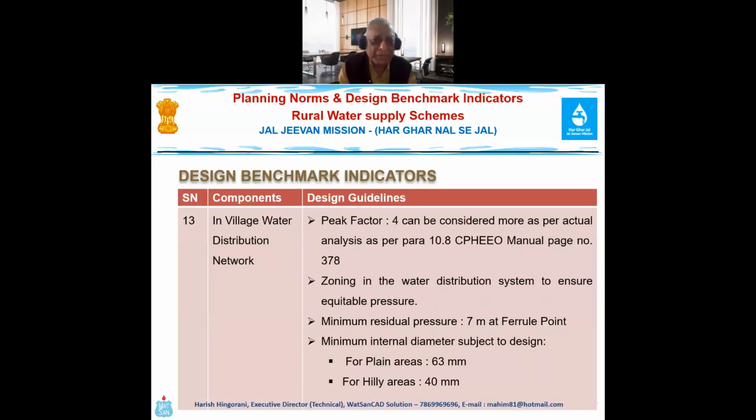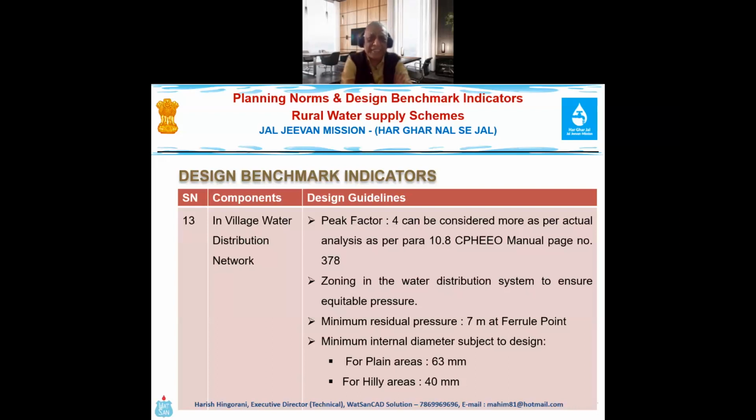For the distribution system in a village, we need to go for a peak factor of 4. It is clearly suggested in para 10.8 of the CPHO manual for rural water supply schemes. The peak factor is required to be kept as 4, not 3. 3 is proposed for urban water supply schemes. This is a major problem. If you find that water is not reaching the fag end of the village, this is one of the reasons. Tuning of water distribution can be ensured with equitable pressure.